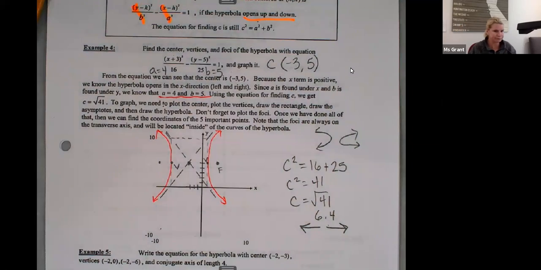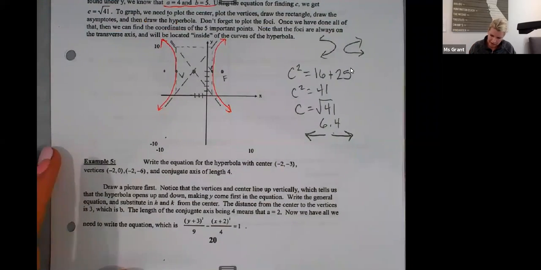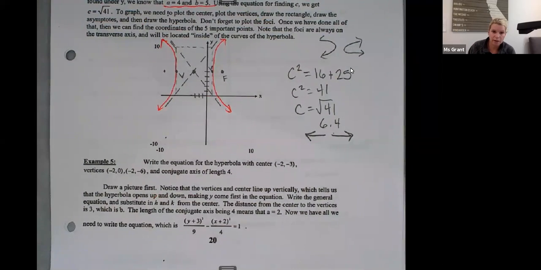All right, number 5. I don't have to draw a graph. I just have to come up with an equation, and the answer is already there, but let's talk and make sure that you would know what to do. Center is at -2, -3.